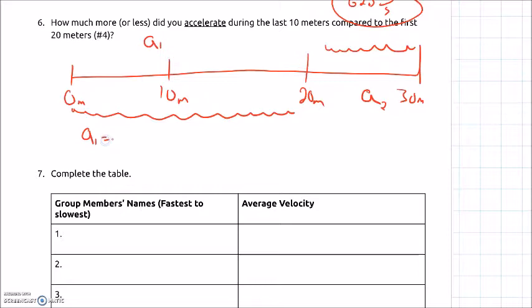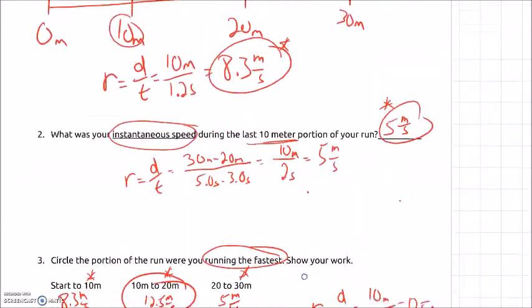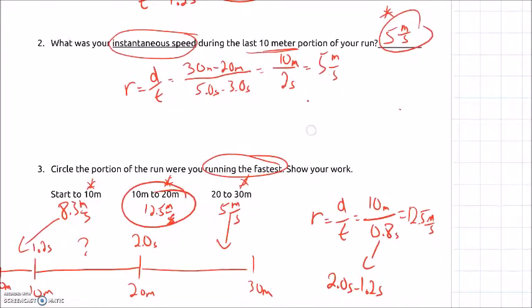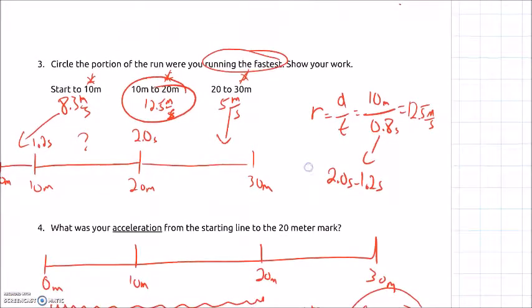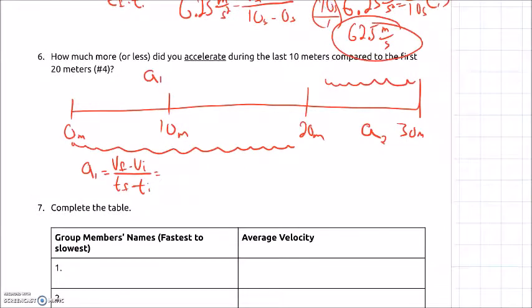So let's call this A1 and A2 just so we can refer back to it. A1 is equal to velocity final minus velocity initial divided by time final minus time initial. And same for A2. So our velocity final in this case is our velocity at 20 meters. Luckily, we've already calculated our velocity at 20 meters, and that is right here, 12.5.